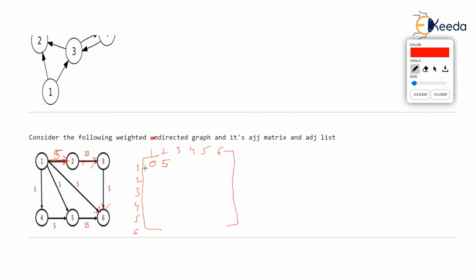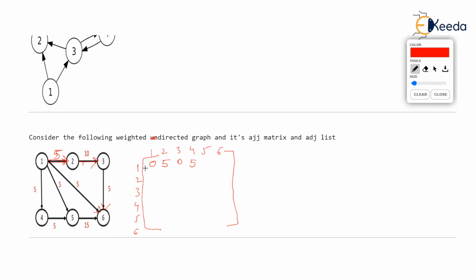There is no edge from 1 to 3. 1 to 4, yes, 5. That means 1 and 4 are adjacent and the weight on the edge between them is 5. 1 to 5, as you see, is again 5 from the graph. And 1 to 6 is 5.